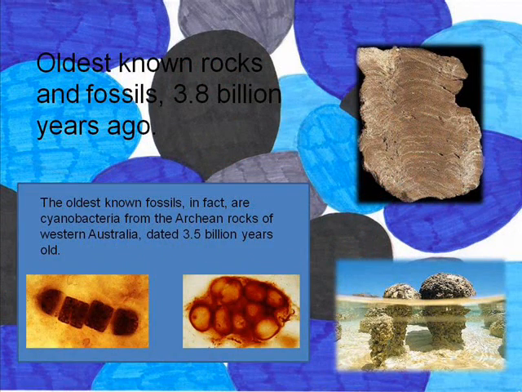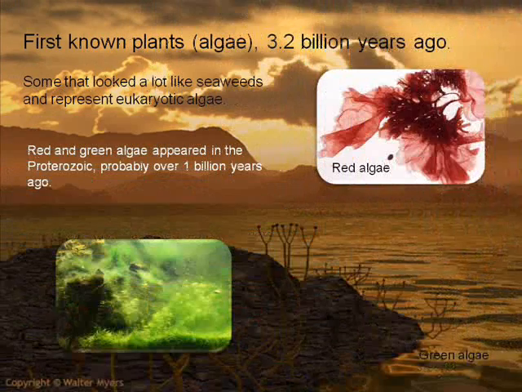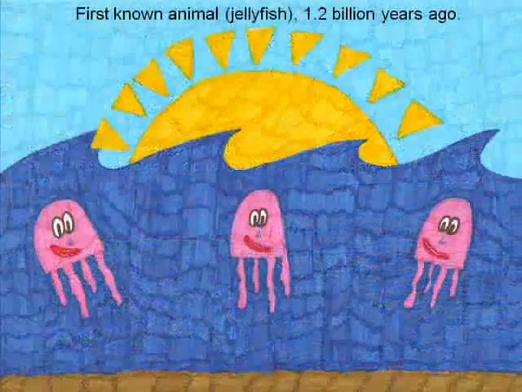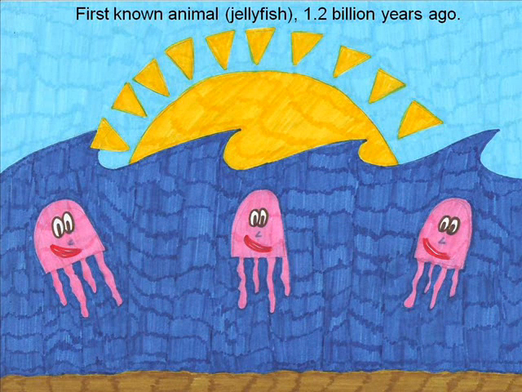Oldest known rocks and fossils, 3.8 billion years ago. The oldest known rocks and fossils in fact are cyanobacteria from the Archean rocks of Western Australia, dated 3.5 billion years old. First known plants, algae, 3.8 billion years ago. Some looked like seaweeds and represent eukaryotic algae. Red and green algae appeared in the Proterozoic, probably over 1 billion years ago. First known animal, jellyfish, 1.2 billion years ago.